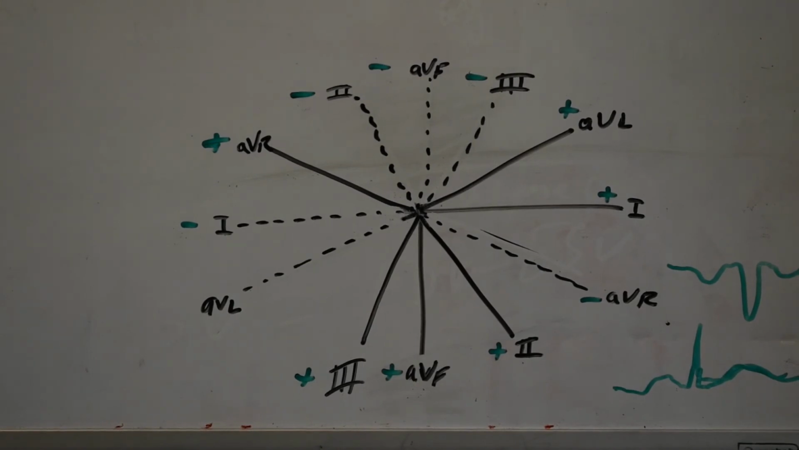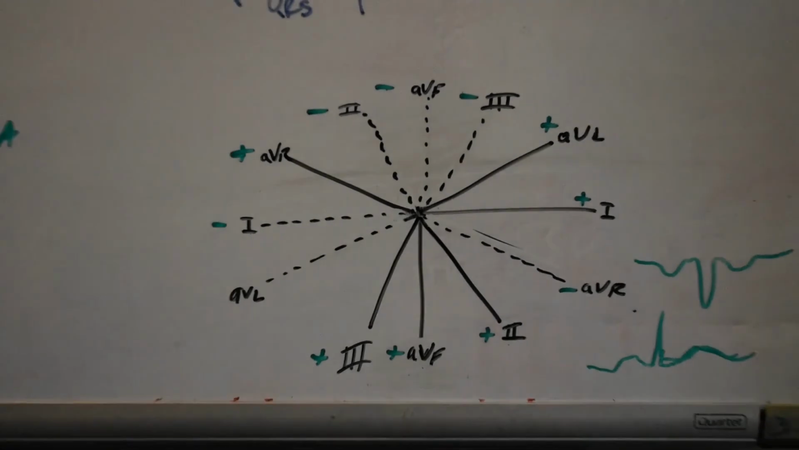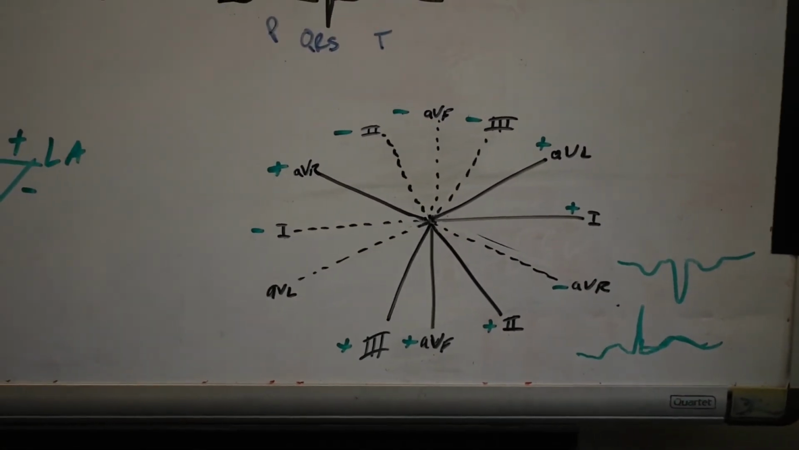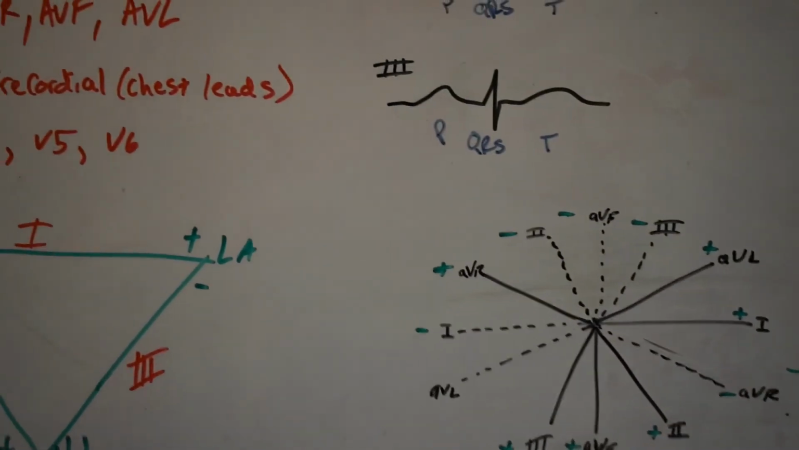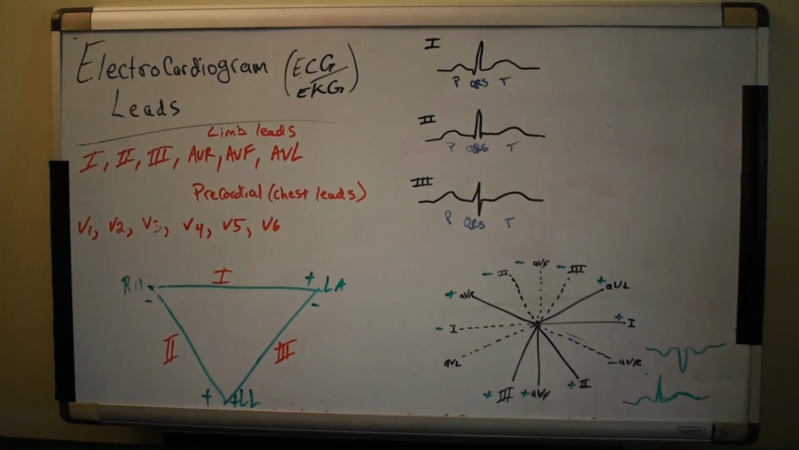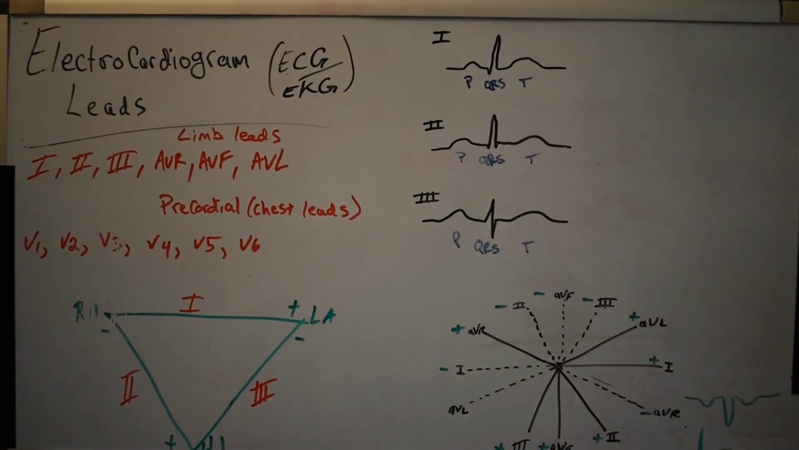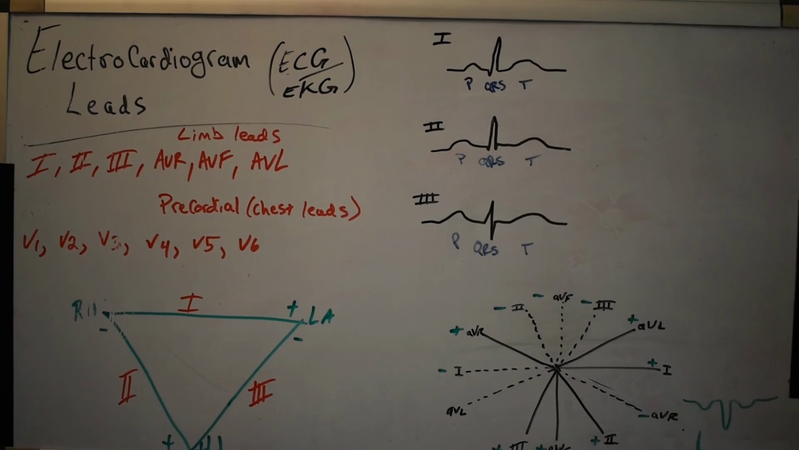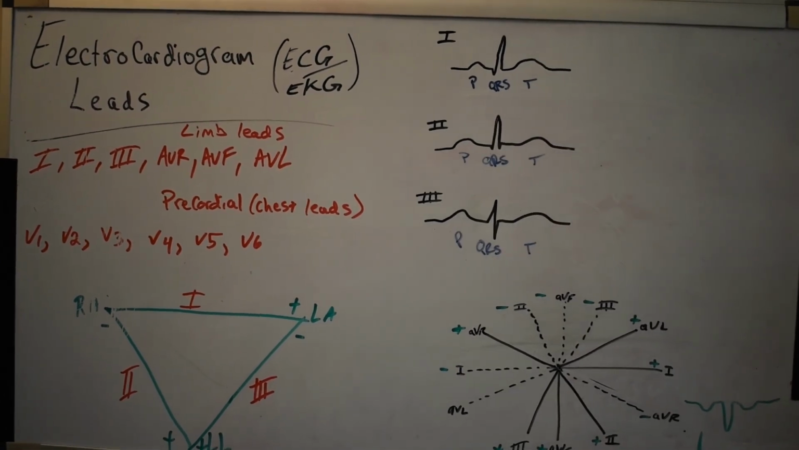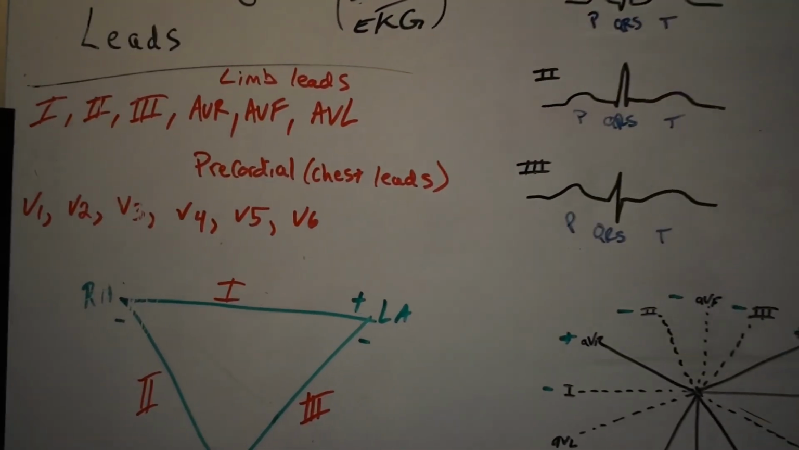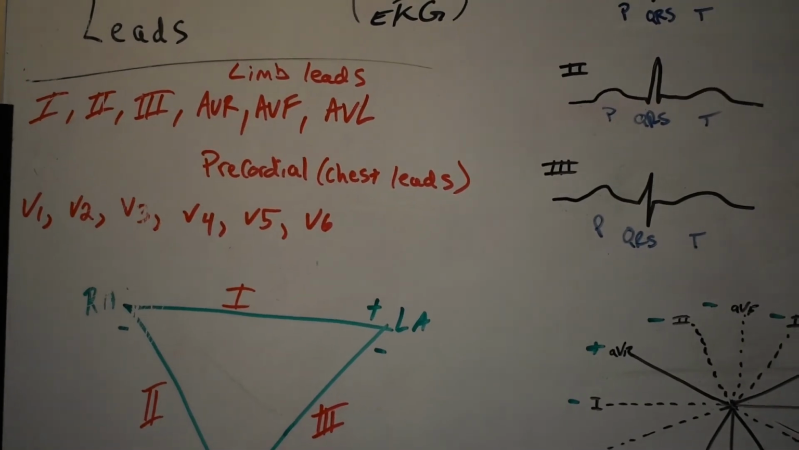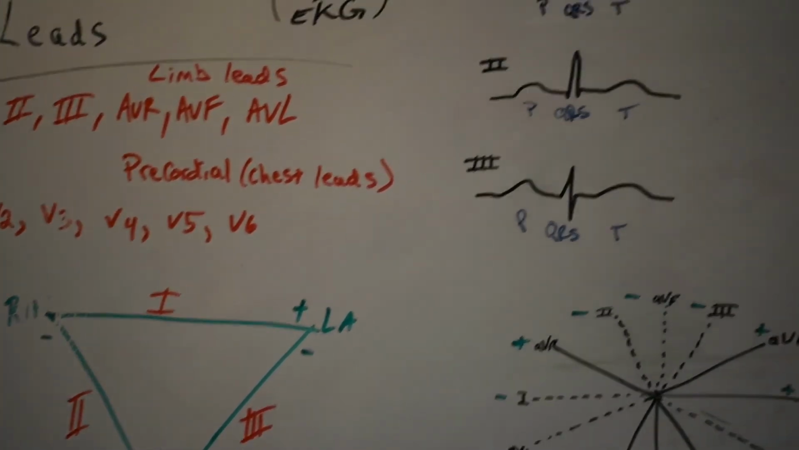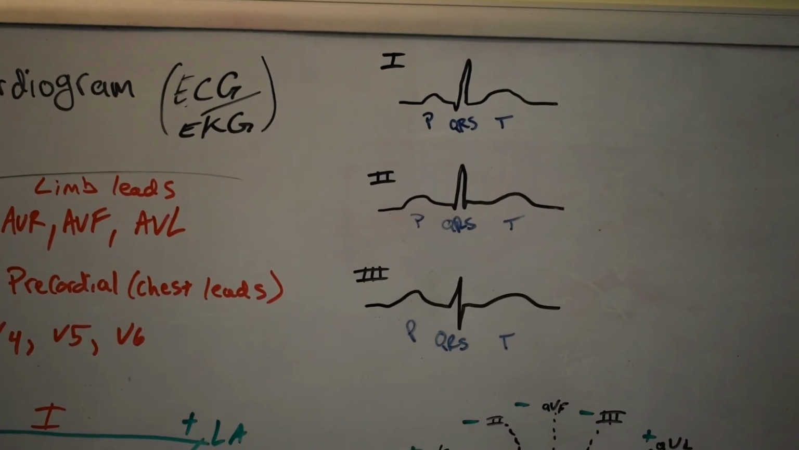I hope this was a good introduction to some of the electrocardiogram information and what your normal EKGs should look like. The limb leads are 1, 2, 3, AVR, AVF, AVL, and your precordial or chest leads, V1 through V6. There's a triangle, and there's what your normal leads 1, 2, and 3 should look like.